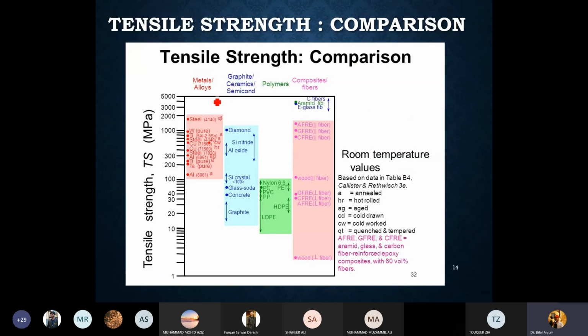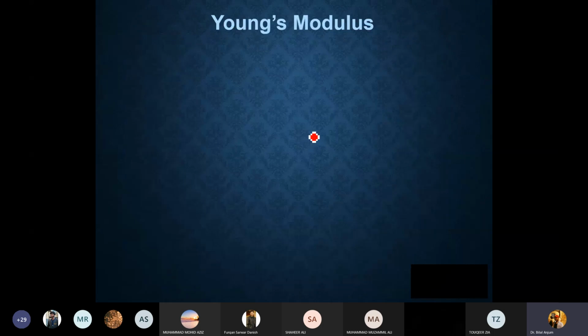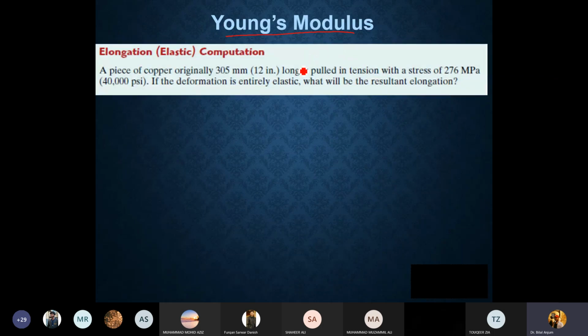If you compare the ultimate tensile strength of materials, metals would have higher, followed by ceramics, and polymers would have the lowest. Composites, depending upon the nature of the composite, would have a range of tensile strengths. Now, for finding the Young's modulus, here is an example for you.